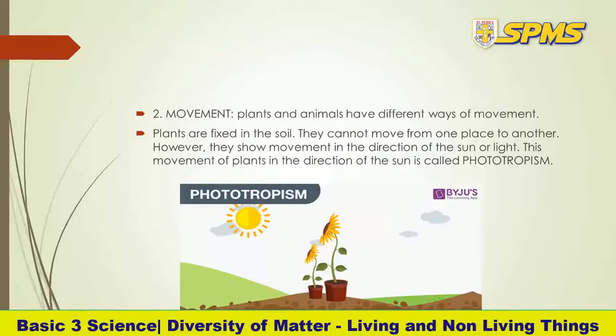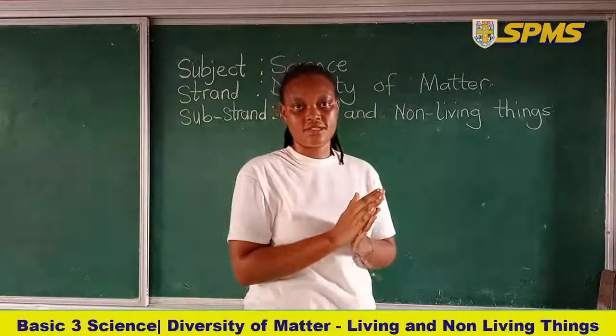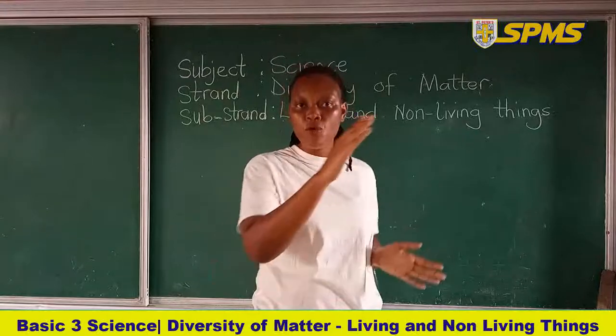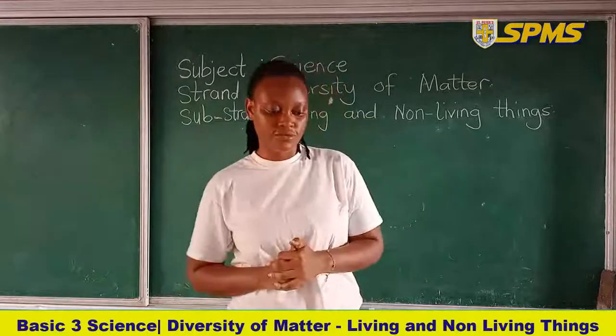We have a picture illustration below. So we can see the sun or the light, and then we can see the plant. You realize that the plant is facing the direction of the sun or the light. So that is how the plants move. So plants also move.